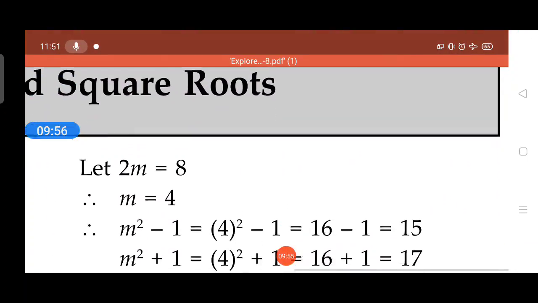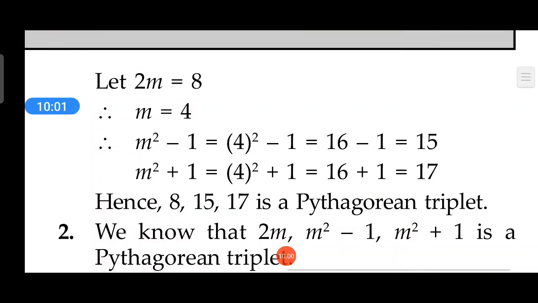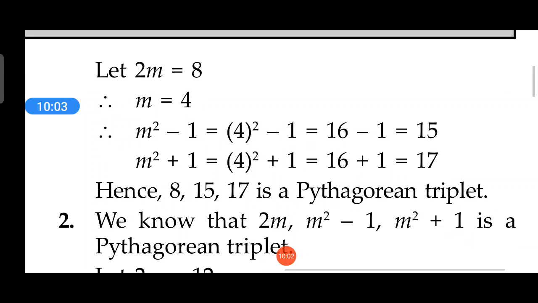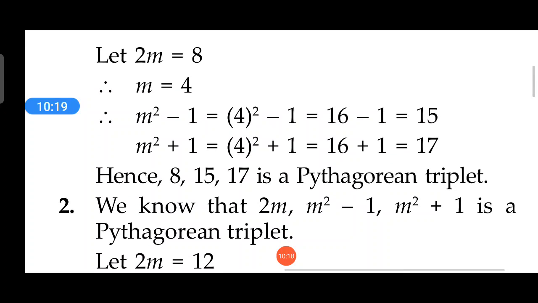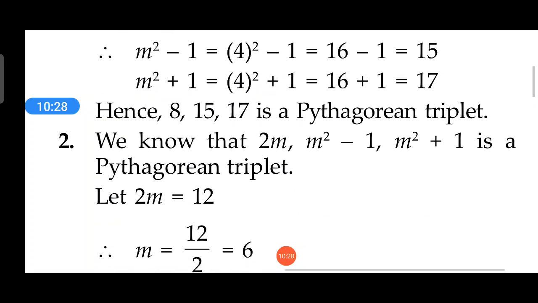So here let us take 2m as 8. So m you will get 4. So m square minus 1 is 4 square minus 1, that is 16 minus 1, 15. M square plus 1 is 4 square plus 1, 16 plus 1, you will get 17. So hence the Pythagorean triplet with 8 as the smallest number is 8, 15, 17. Okay.